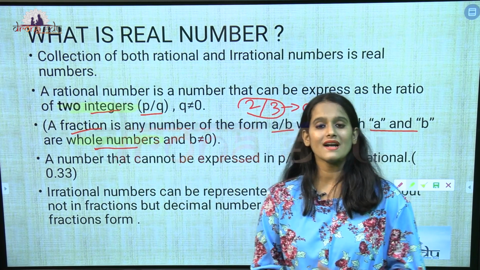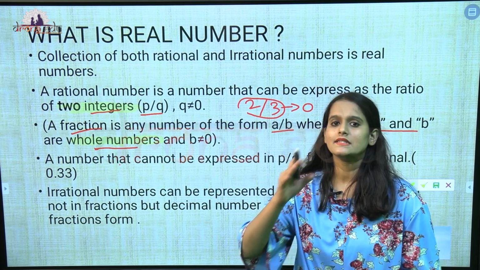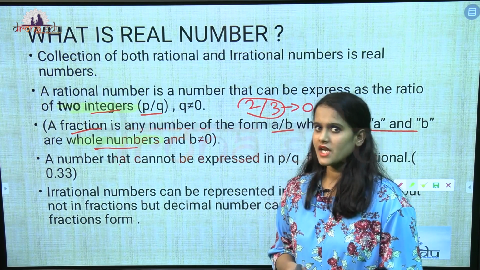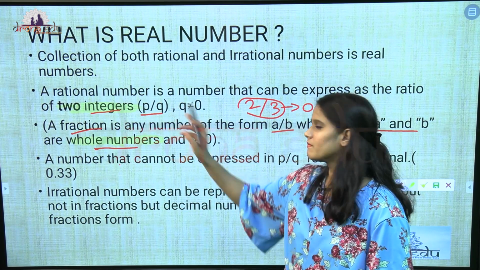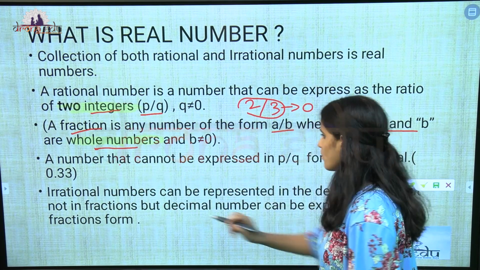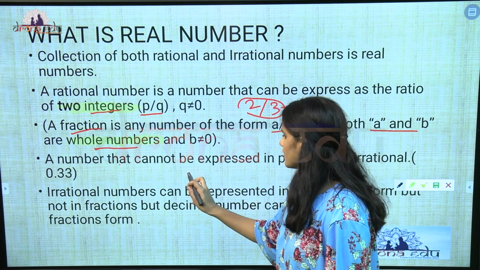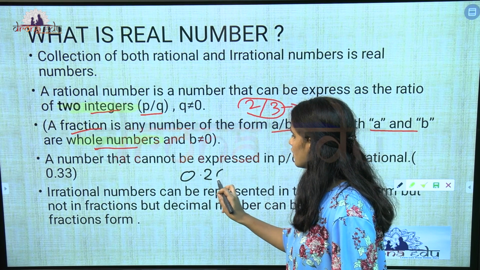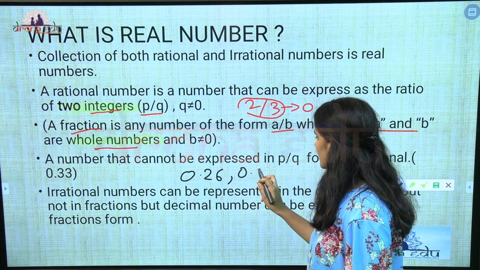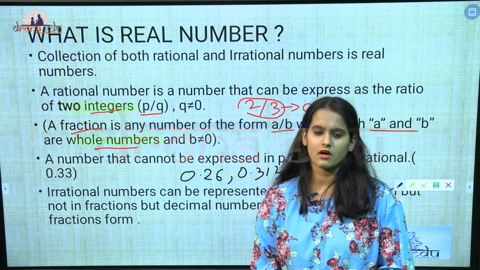And then, what is an irrational number? An irrational number is a number which cannot be written in the form of p by q. For example, I have taken here 0.33, or I can also write 0.26, or it may be 0.313. All these numbers are irrational numbers.